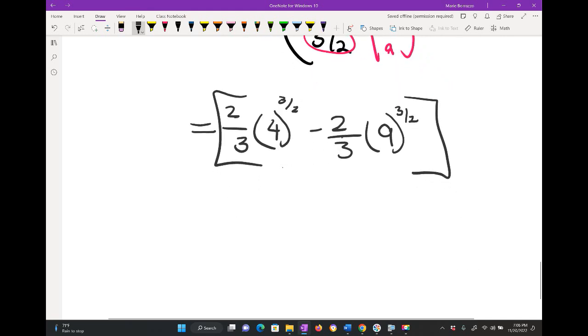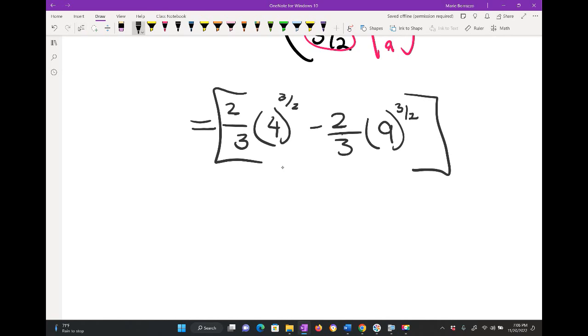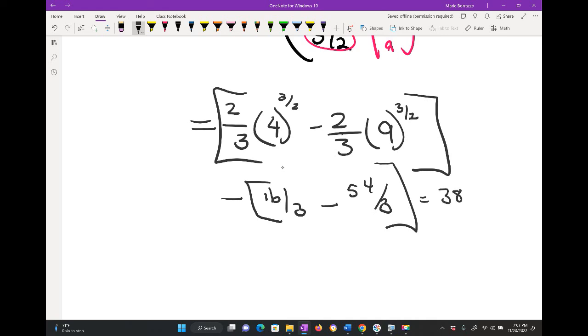And so this becomes negative 16 over 3 minus 54 over 3, which if we reduce this would become 38 over 3. Remember, double negative, positive. And that is approximately 12.667.